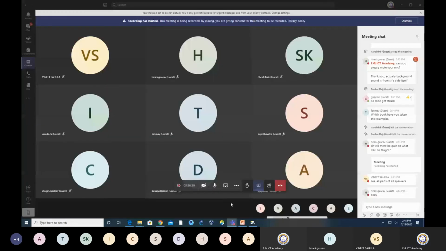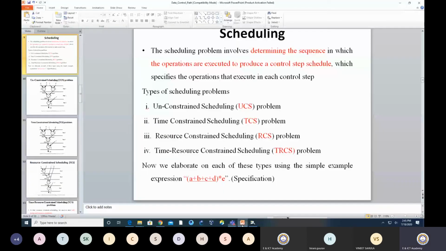Okay. Now, for scheduling: we discussed yesterday what I mean by unconstrained scheduling, time constraint scheduling, and resource scheduling, and maybe time and resource both having a constraint. So how can we actually go for it? Now I will explain to you a simple Boolean expression.